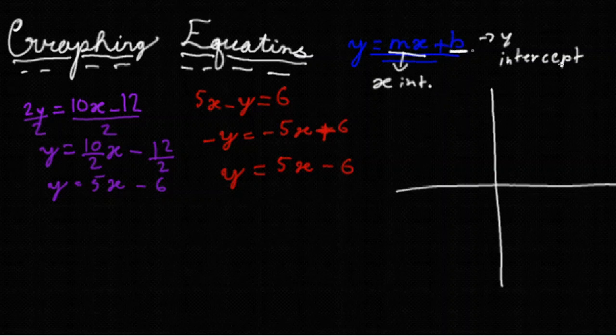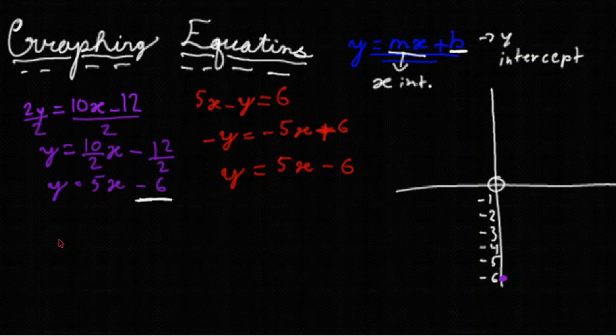So what we want to do is start off at the y-intercept first. In this case, the y-intercept is negative 6. Remember the negative. So we go down 6: negative 1, negative 2, negative 3, negative 4, negative 5, and negative 6. Yep, that's negative 6.